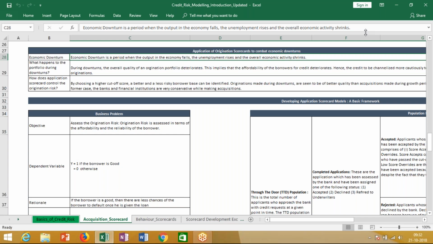Now, originations made during downturns are seen to be of better quality than acquisitions made during growth periods, because banks and financial institutions are very conservative while making acquisitions during these downturn periods. Clear?